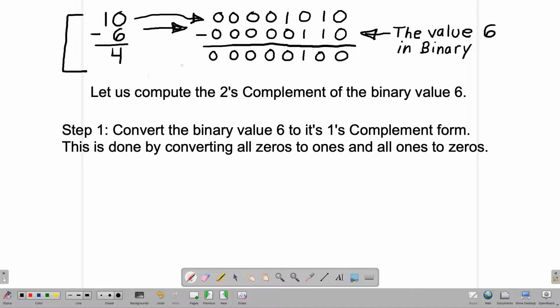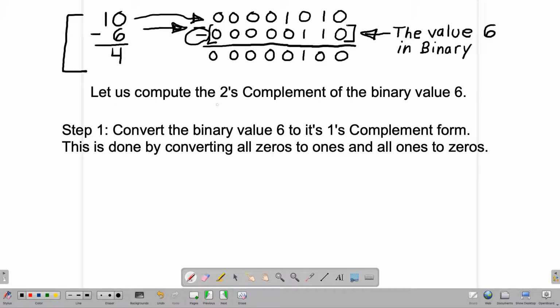So what we want to do, we know that the digital computer cannot perform this subtraction operation. So we will have to produce the 2's complement of this value here.